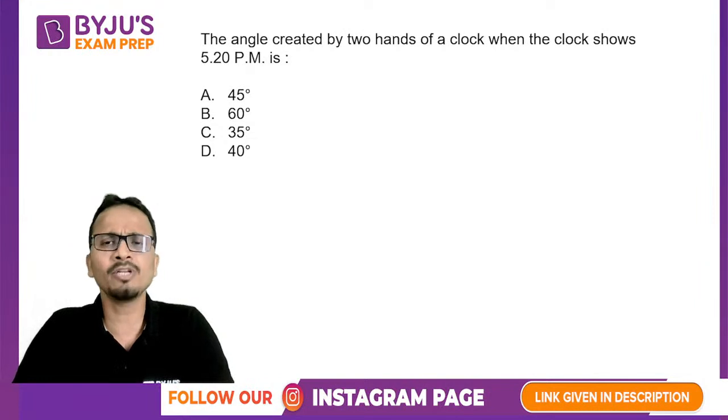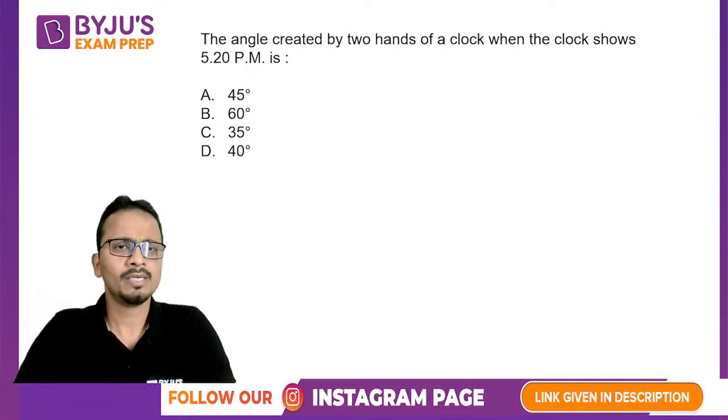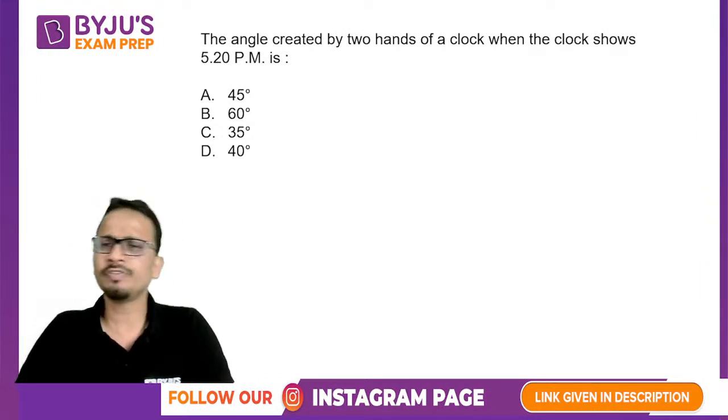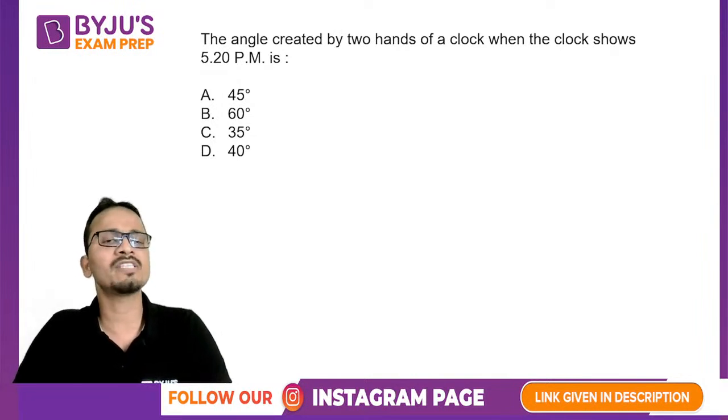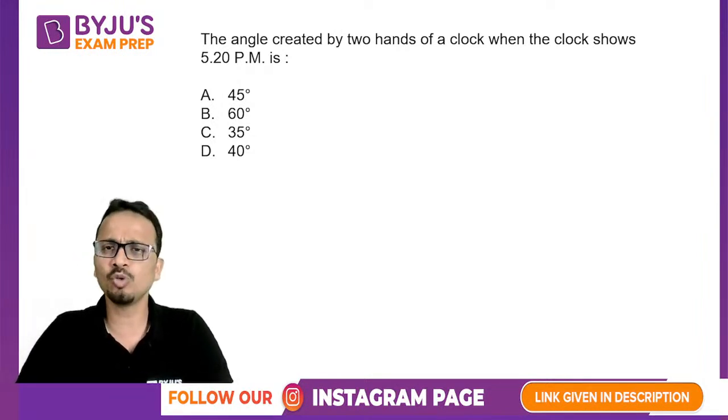Now, a very simple question on clocks. You can finish it in a matter of 15 seconds if you have studied clocks and if you know the basic formula to be used in clocks. So the angle created by the two hands of a clock when the clock shows 5:20 p.m.